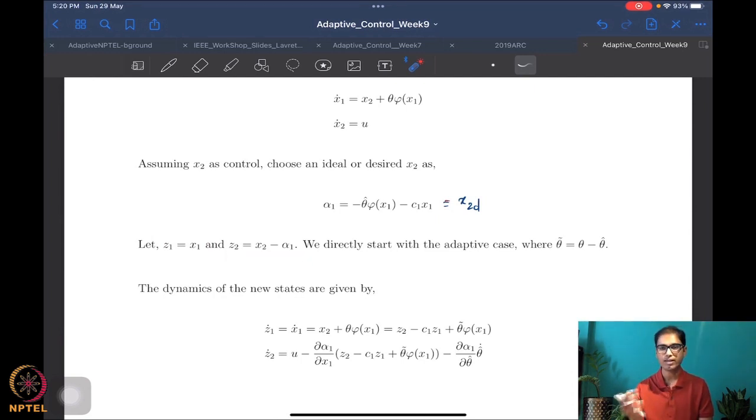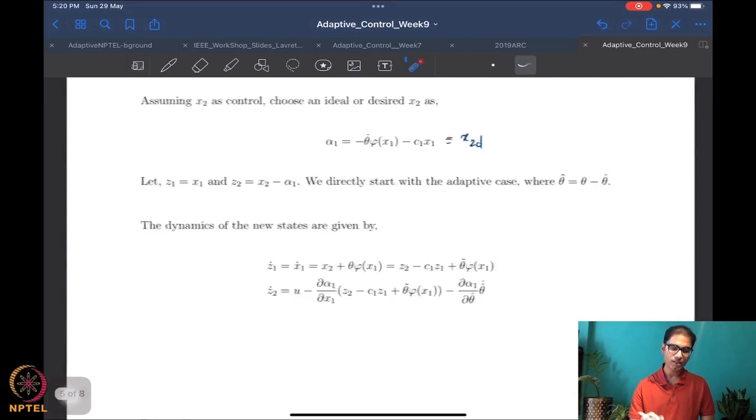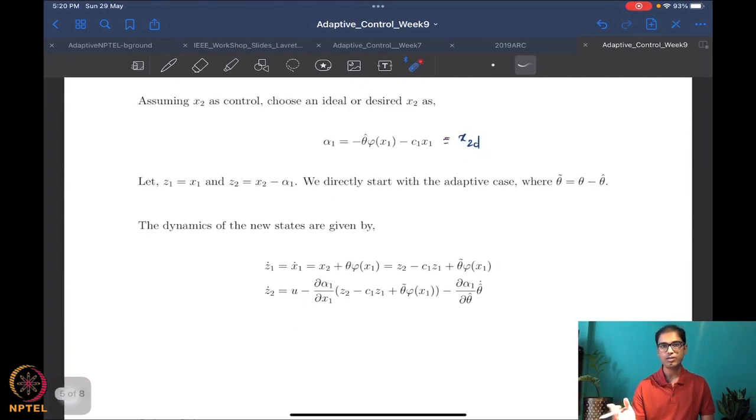Why? Because X2 is not really the control, so X2 cannot really be equal to X2 desired. So we do the next best thing. We try to make X2 chase the X2 desired. And we of course define theta tilde as theta minus theta hat, as we do in all our adaptive control problems, right? So in the new states, we write the dynamics in the new states, of course.